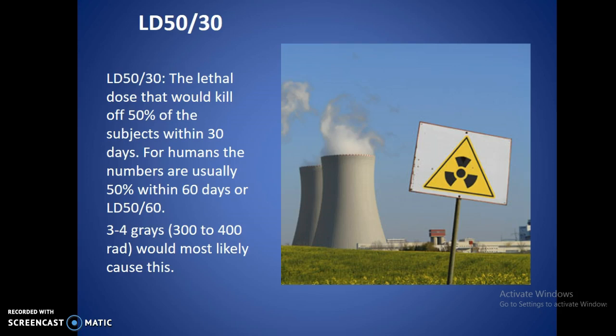LD50/30, this is just describing the lethal dose. It would kill 50% of the subjects within 30 days. For humans, numbers are usually 50% within 60 days, so that number is more accurate at LD50/60. 3 to 4 grays, about 300 to 400 rads, is most likely to cause this.